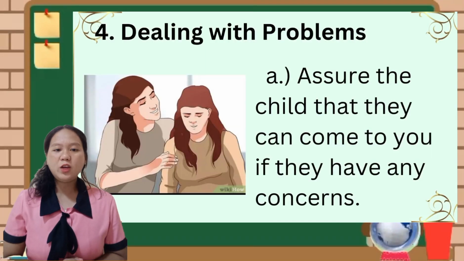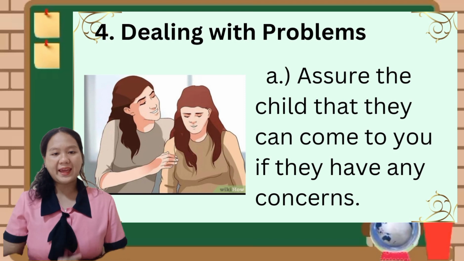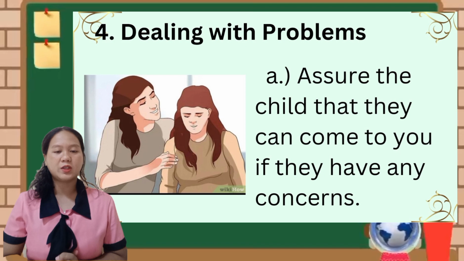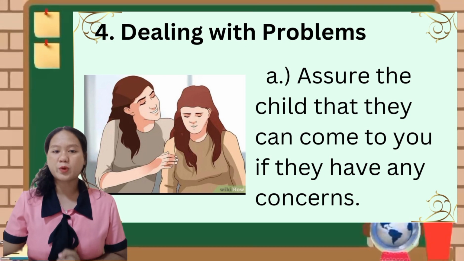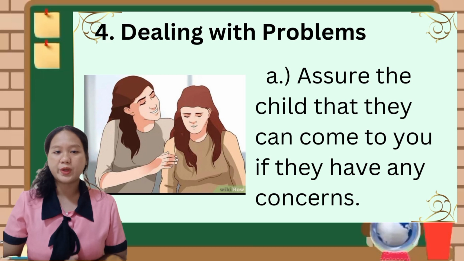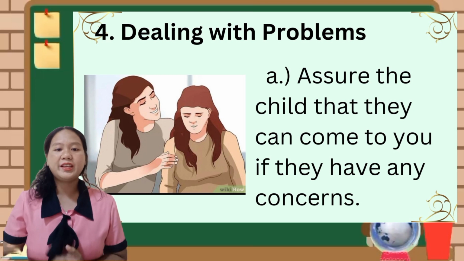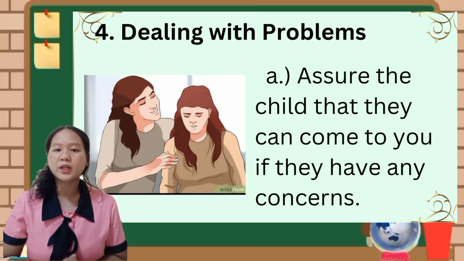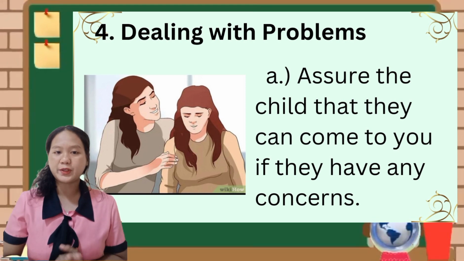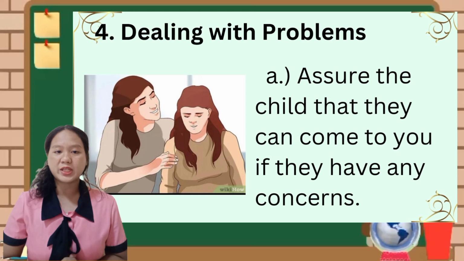Fourth, dealing with problems. So, A. Assure the child that they can come to you if they have any concerns. If he or she struggles to communicate, calmly tell them that they can come to you if they need any support. This can help your child feel more secure and comfortable at school. When he or she comes to you, listen and remain patient and kind. Try using visual aids or a notebook if you are struggling to communicate with the child.